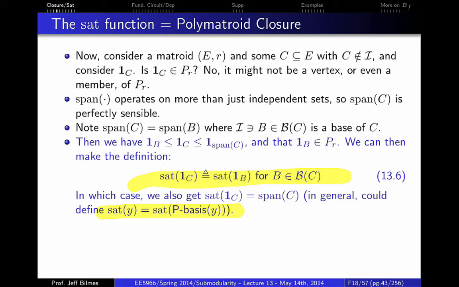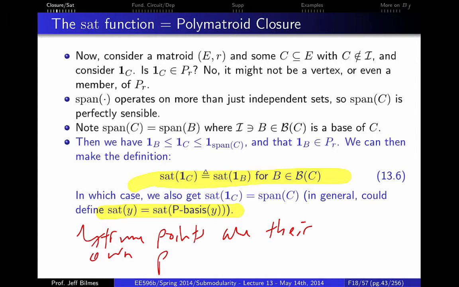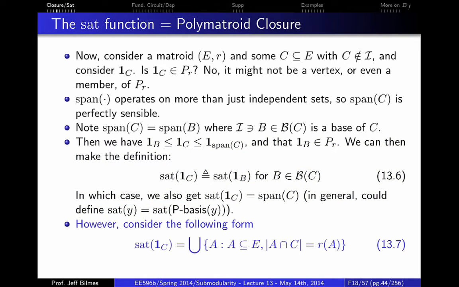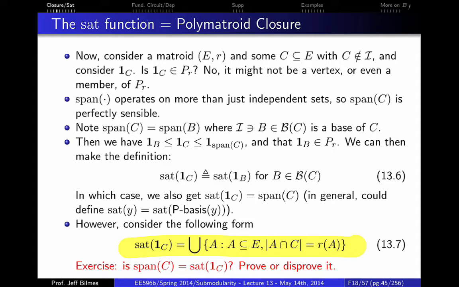Right, so let me just write that down. That's something worth mentioning. Okay, so here's an exercise problem for you. What if we were to define SAT more generally in this fashion? So this is basically allowing C to be not independent sets. So is this still true? So that's an exercise for you to prove. Okay.